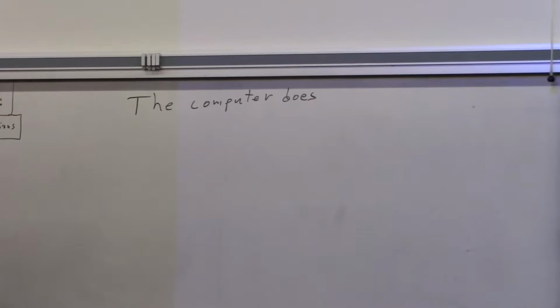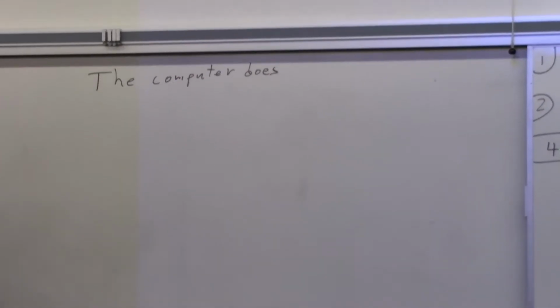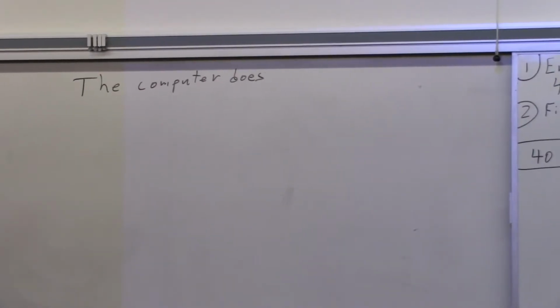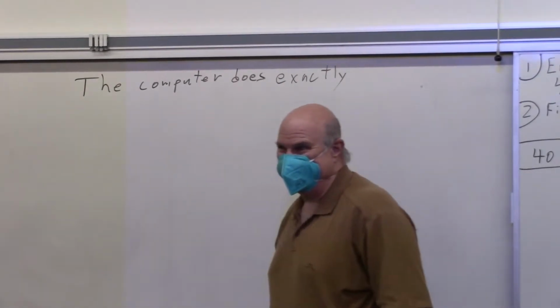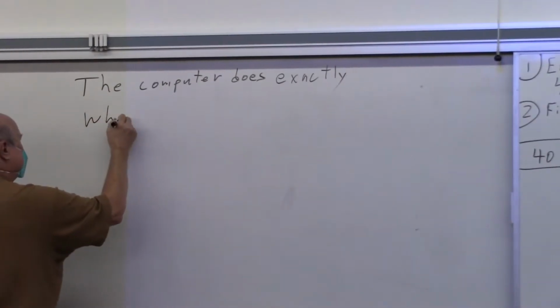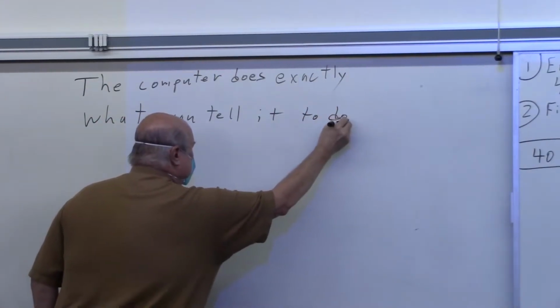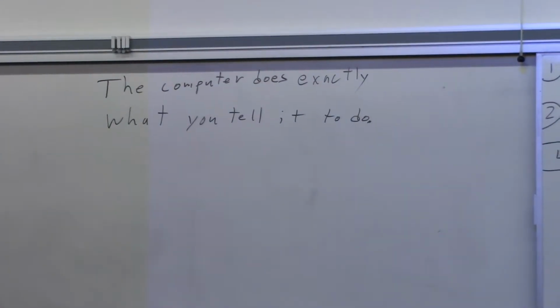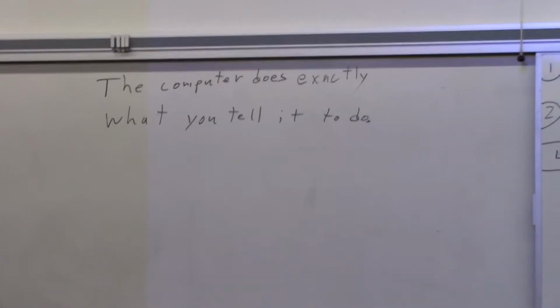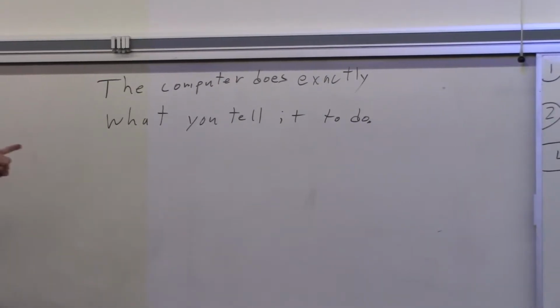First person on the fourth row. What does the computer do when it executes your code? It does exactly what you tell it to do. Next person. If it is not doing what you think it should be doing, what does that mean? Because it is doing exactly what your code said to do. Every time, I guarantee it. So if it is not doing what you expect it to do, what does that mean? An error in the code.